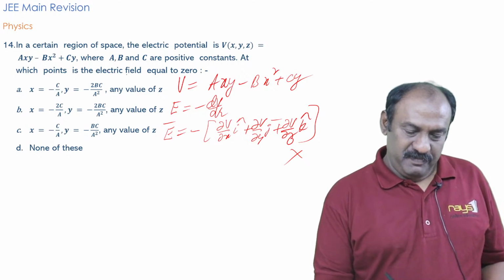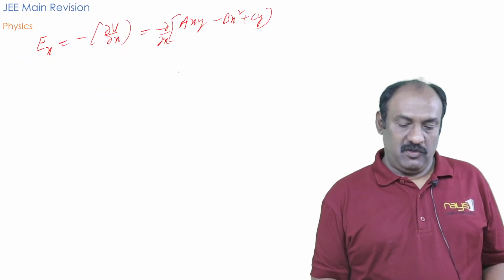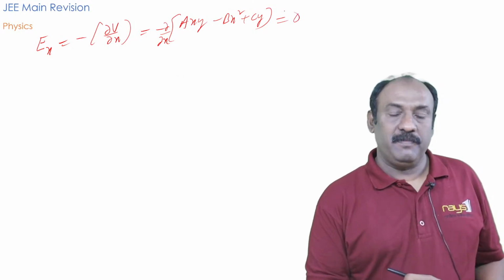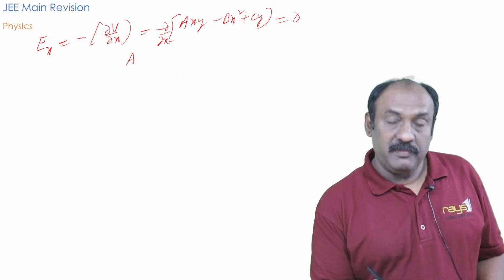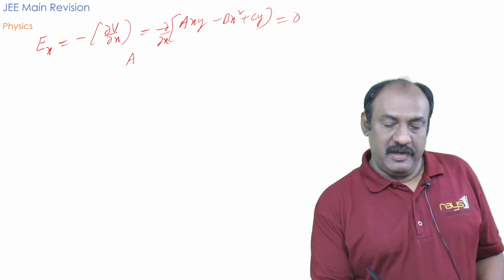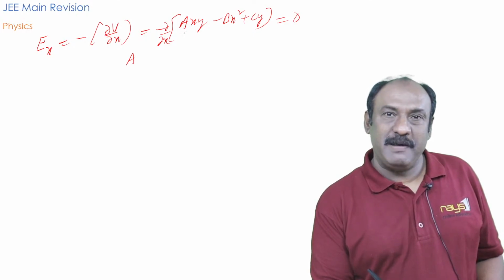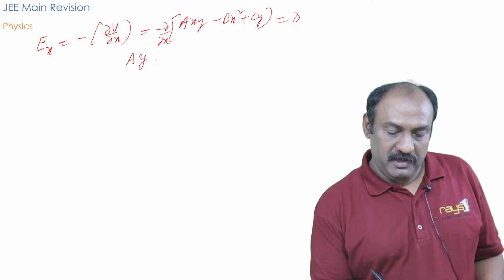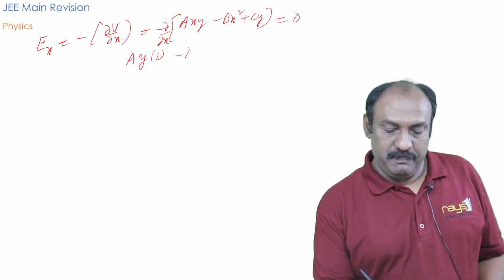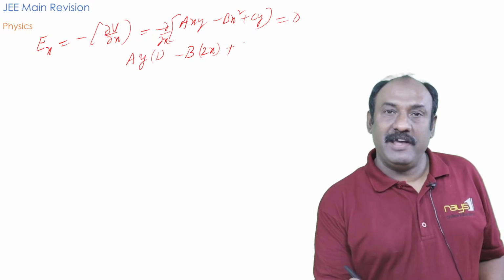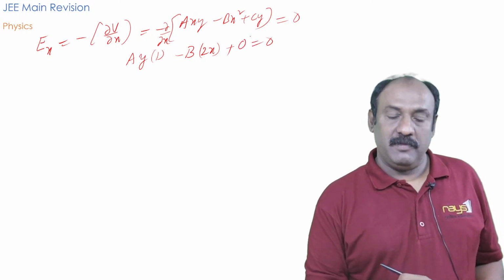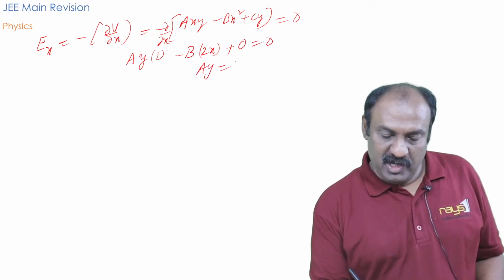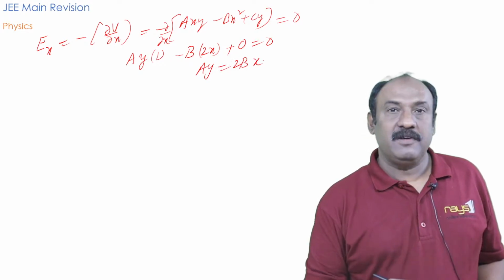See here, electric field is equal to 0. So due to that, this is also equal to 0. Therefore A into y, you are doing partial differentiation with respect to x, so y is constant, into for x 1, minus b into for x square it is 2x, plus c and y are constant 0, that equal to 0. So from this, ay equal to 2bx.